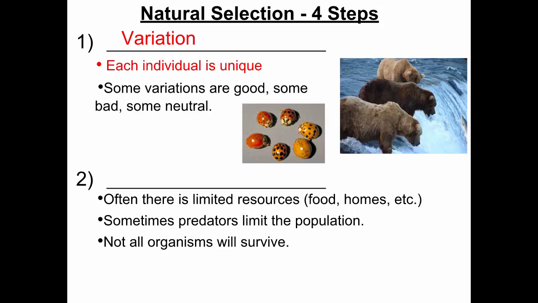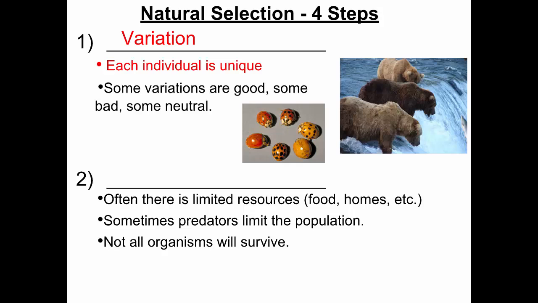So if you look at these animals, these grizzly bears, is there some variation there? What variation do you notice in these bears? Jackson? Their fur color. There are some differences in their fur color. Even though they're the same species, there's variation. How about in these ladybugs? What are the variations that you most readily notice? Julia? Their color, how many spots there are, how large the spots are. Yeah, that's some variation.